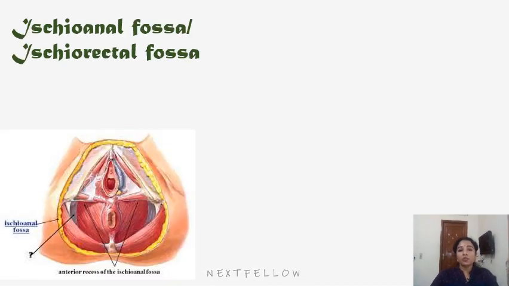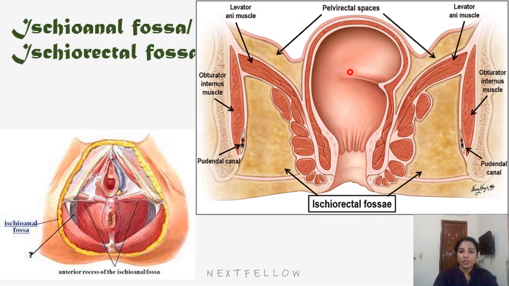Next, coming to the ischioanal fossa or ischiorectal fossa. It is a wedge-shaped gap beside the anal canal, filled mainly with fat and loose areolar tissue, situated on each side of the anal canal. Here is the anal canal, and this is the ischiorectal fossa. This is the pelvic diaphragm formed by the levator ani and coccygeus muscles.